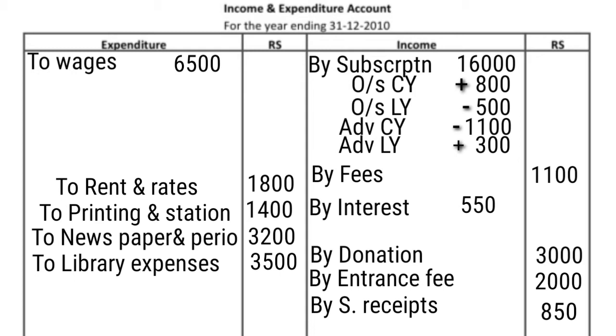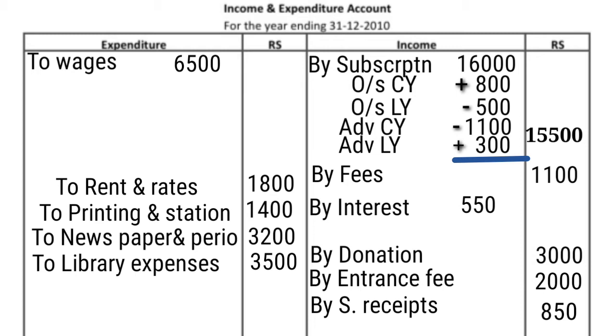And the net amount: 16,000 plus 800 minus 500 minus 1,100 plus 300. That's equal to 15,500. Now here half the effect is completed. That means the adjustments are entered in the income and expenditure account. Now these outstandings and advances we need to show in the balance sheet also.